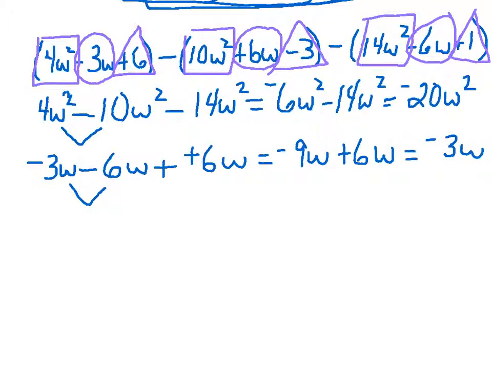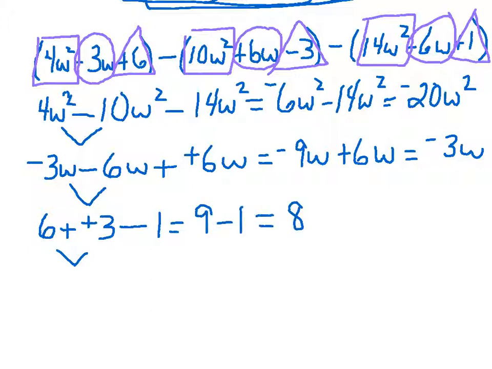Alright, finally to the triangles. 6, a minus between the parentheses. Next triangle is negative 3, a minus between the parentheses, and the last triangle is 1. I got a minus a negative, boop, boop. Change it to plus a positive. 6 plus 3 is 9. 9 minus 1 is 8. So our final answer is negative 20w squared plus negative 3w, or just minus 3w, plus 8.